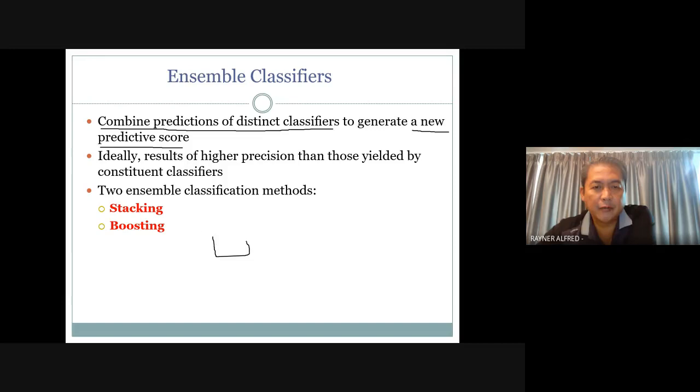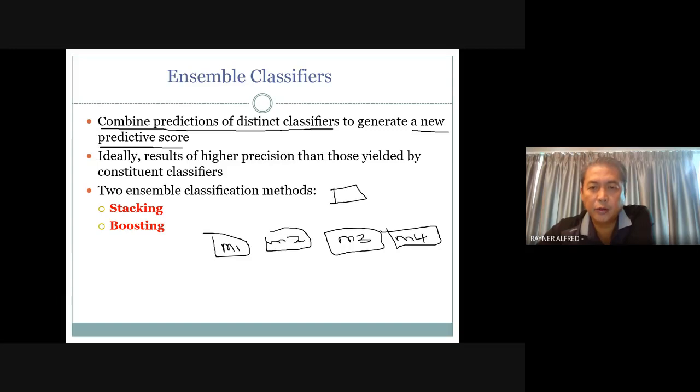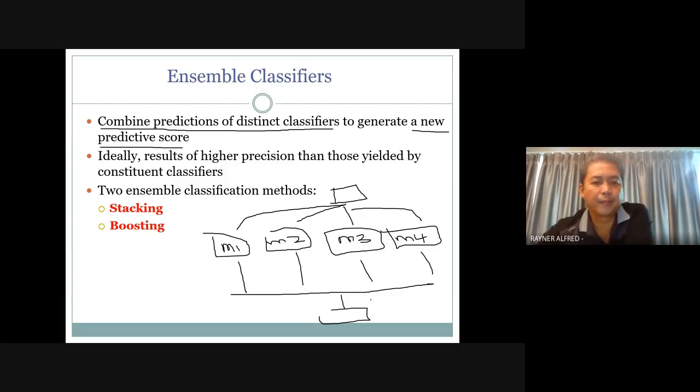So that means if you have a few models, so this is model 1, model 2, model 3, model 4. If you have new data, you feed it into these 4 classifiers, and then the results of these will be combined to get the class label. Okay, so this is what we call stacking.